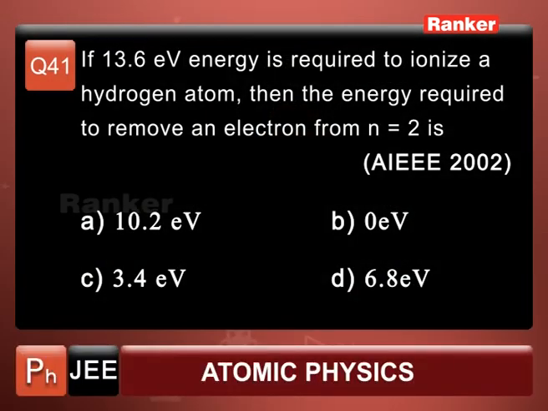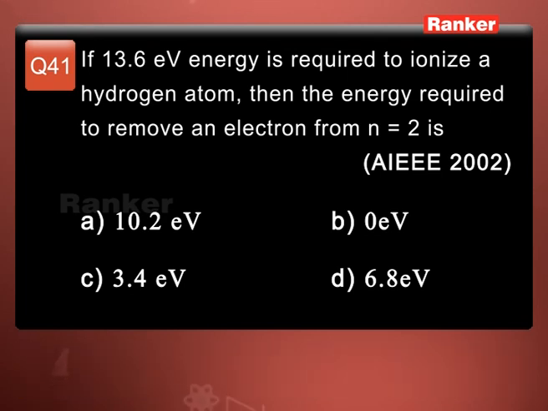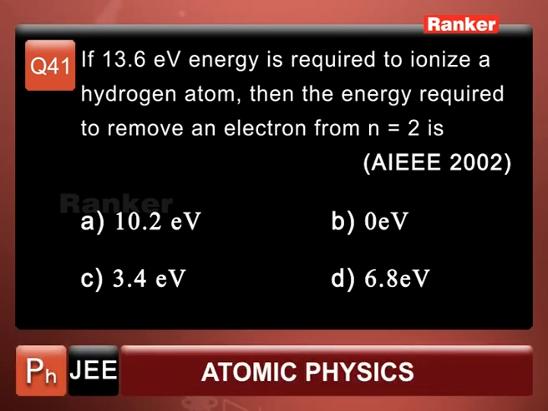The very first option is 10.2 electron volt. The second option is 0 electron volt. Of course, that will not be the correct option. You can definitely understand it needs some energy at least to be removed from that orbit. It cannot be 0. So, okay, forget it. The third option is 3.4 electron volt. And the fourth option is 6.8 electron volt.